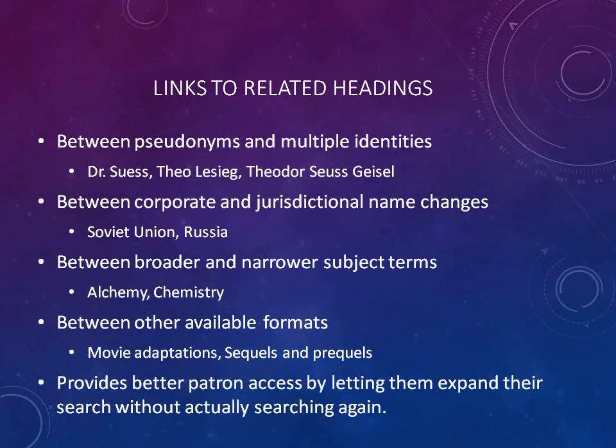Another benefit to authority control is linking related headings. Here are the most common types of related heading links that you will find in authority records. By providing these links, patrons can be led to more relevant material without having to know beforehand what else they can search for. Patrons can easily broaden or narrow their search with just a click.